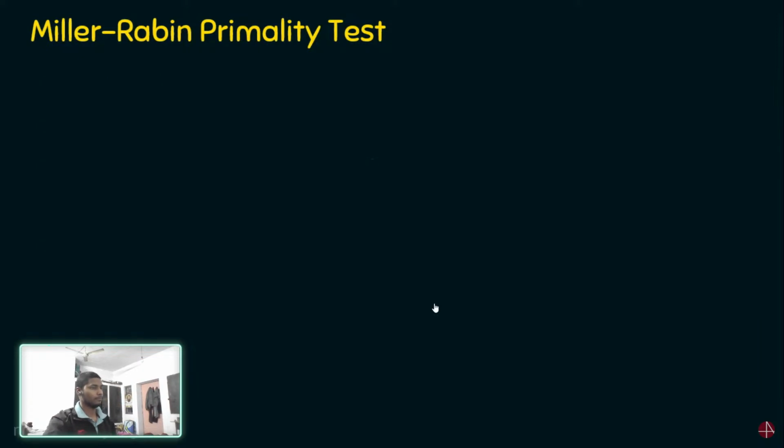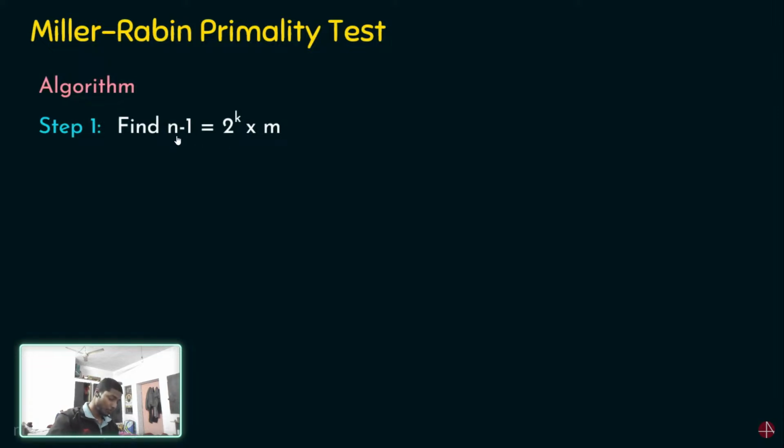Let's see the algorithm now. I'm going to present this algorithm in 3 steps. Step number 1: we are going to find n minus 1 is equal to 2 power k into m. Let's assume we are given the number n and we are going to test whether that n is a prime number or not. So in step number 1 we are going to find n minus 1, which is equal to 2 power k into m.